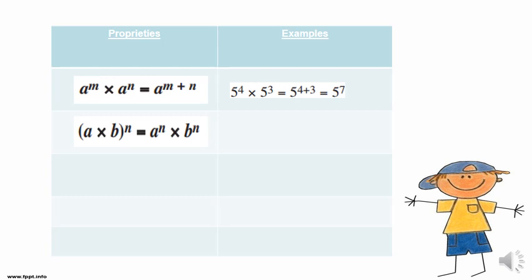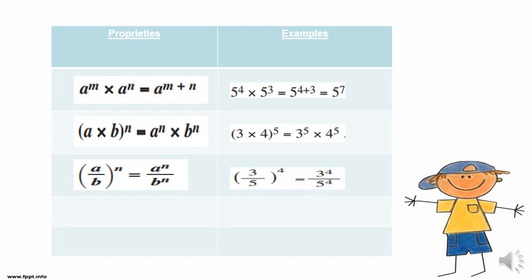If I have two powers having the same exponent, we can distribute the exponent. Example: (3 times 4) to the power 5, so the exponent will go to the first number and to the second one. Similarly, if I have a quotient, meaning division, of two numbers having the same exponent, the exponent will go to the numerator and to the denominator. (3 over 5) to the power 4 will be 3 to the power 4 over 5 to the power 4.